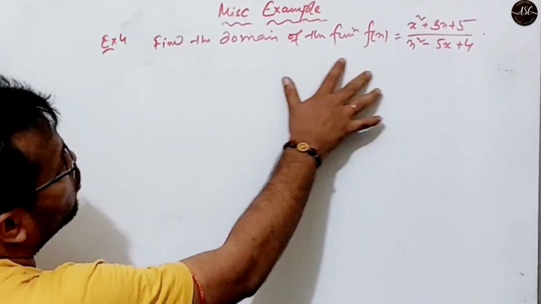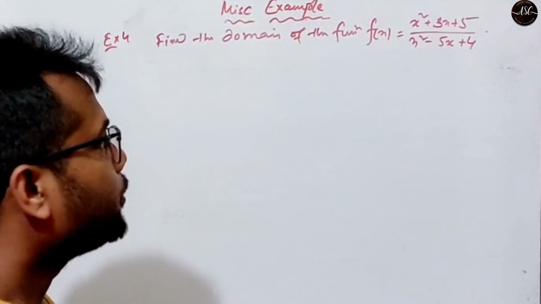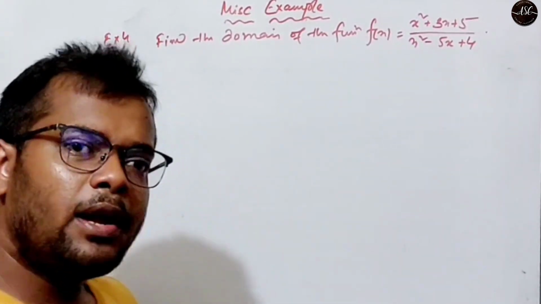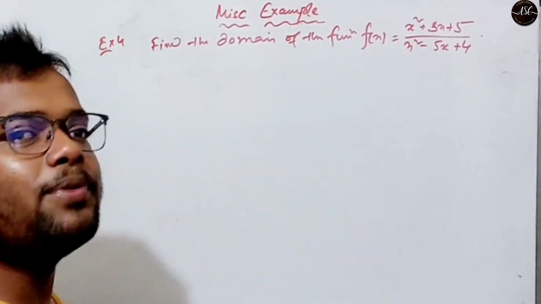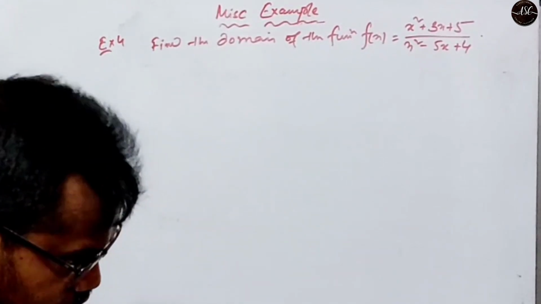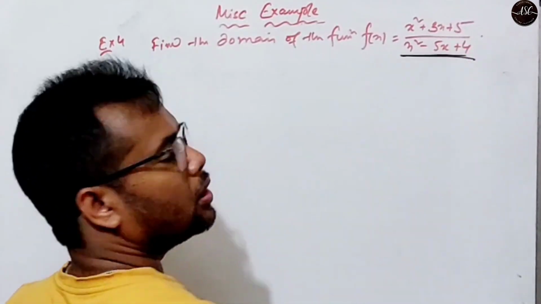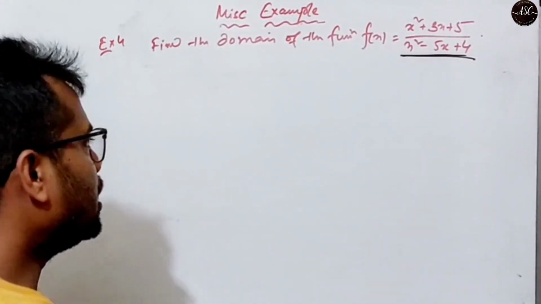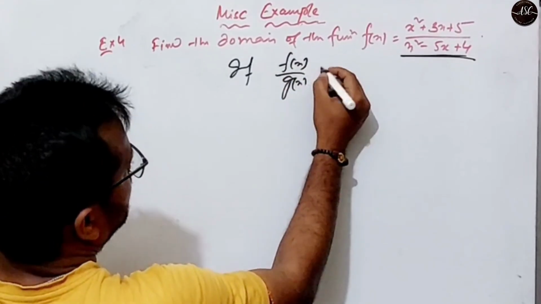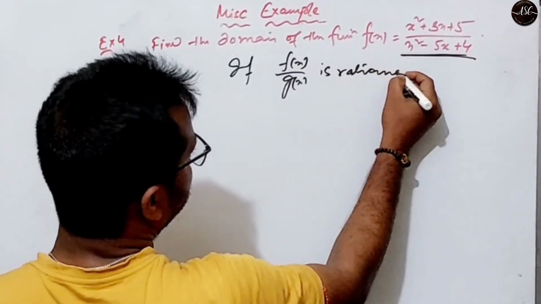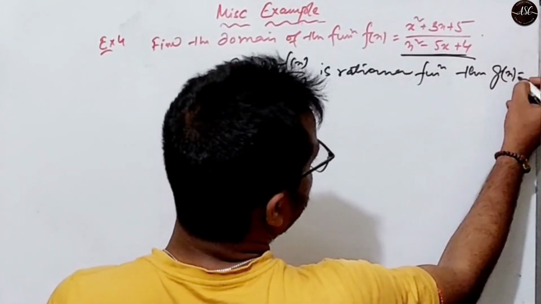Now look at this question. Find the domain of the function f(x) equal to (x square plus 3x plus 5) by (x square minus 5x plus 4). We have previously learned that this is the rational function. Rational function means this part will not be 0: if f(x) by g(x) is a rational function, then g(x) not equal to 0.